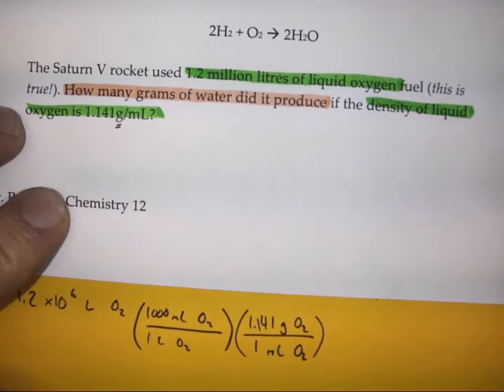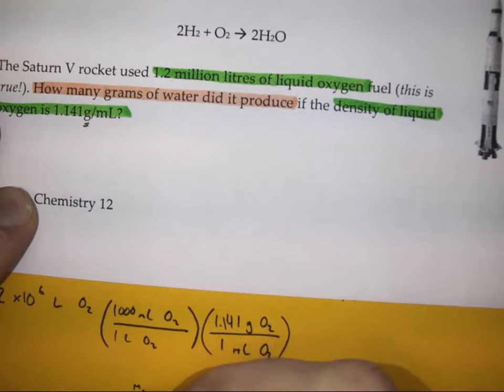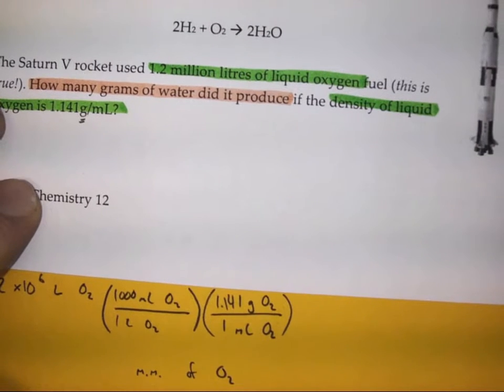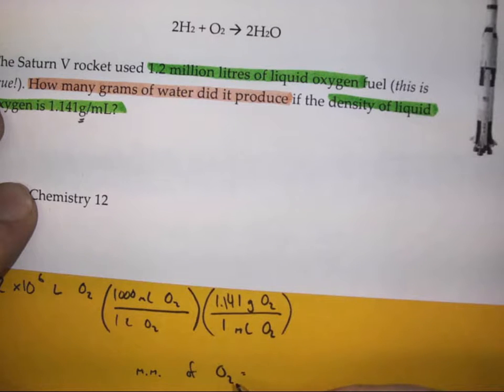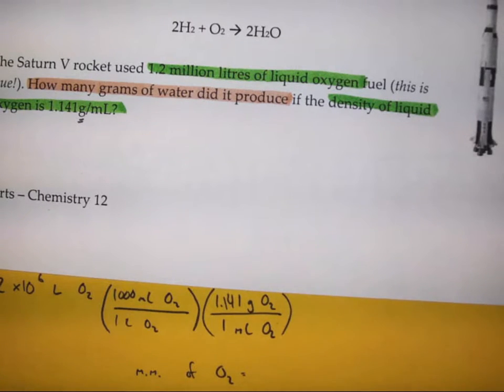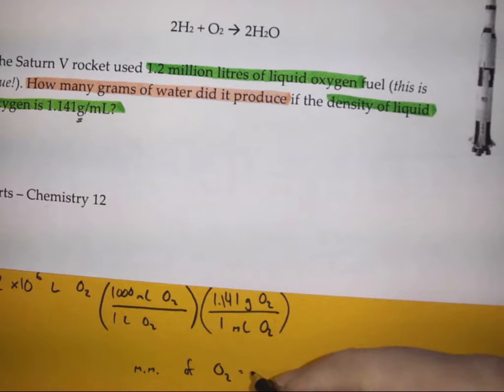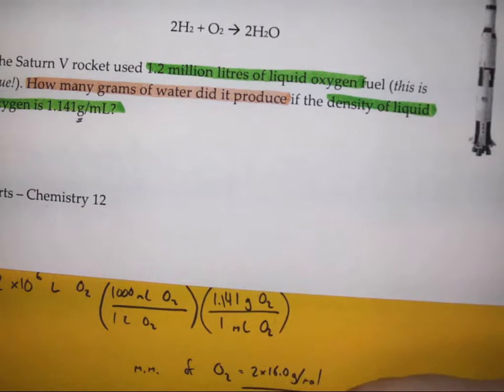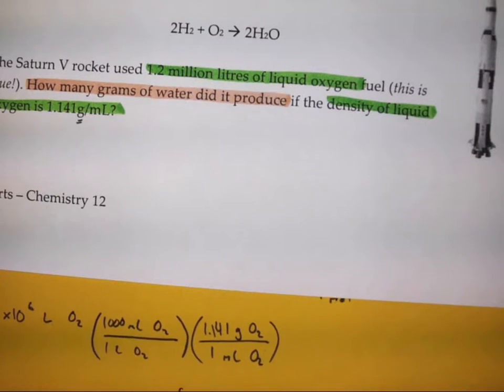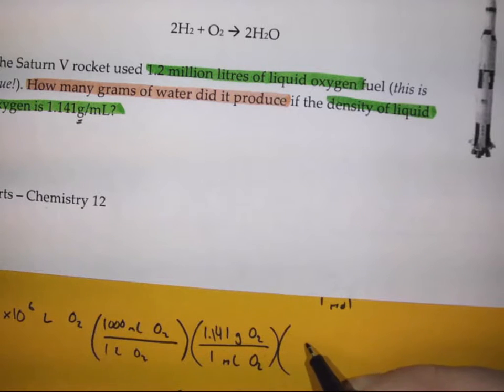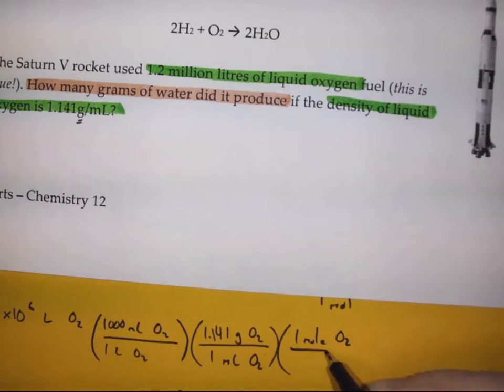But of course, we always want to get to moles when we're doing questions like this. And so we're going to need the molar mass of O2. And the molar mass of O2 is 2 oxygens. Oxygen has a molar mass of 16.0 grams for every mole. So 2 oxygens is 2 times that, 2 times 16.0 grams per mole, which is 32.0 grams per mole. All right, so now I can use this to convert the number of grams into a number of moles of oxygen. So 1 mole of O2 is 32.0 grams of O2.